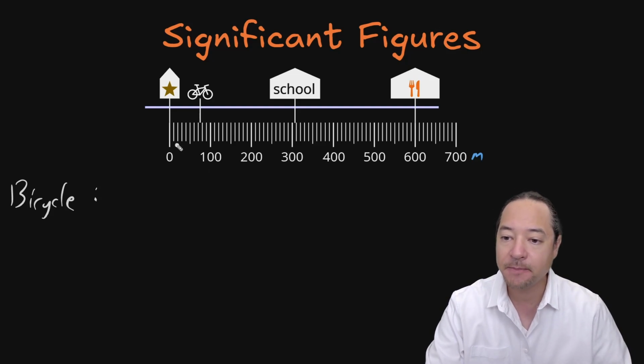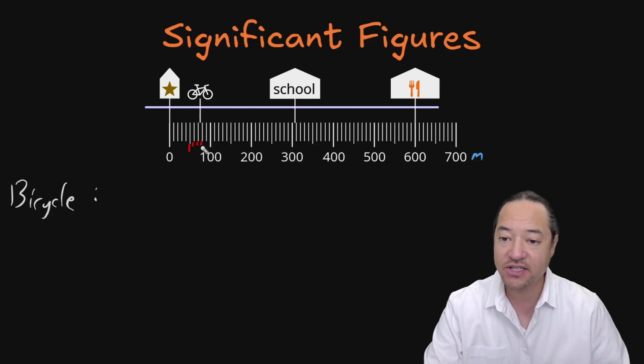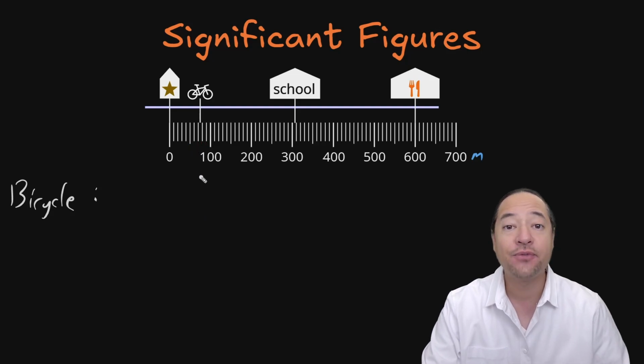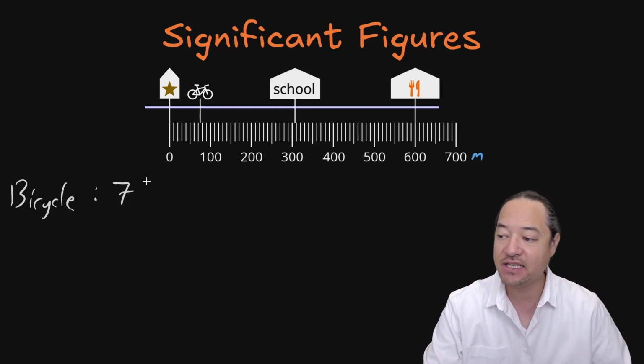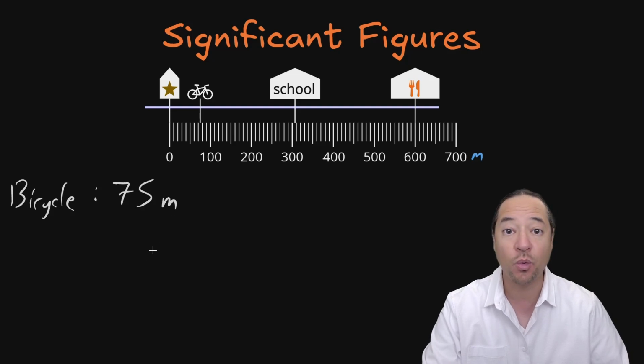Well, if you look over here, we can kind of see it's going to be around over here. This is where the bicycle is located, so that's less than 100, and we can count, here's 50, 60, 70, so it's between 70 and 80 meters. We can sort of estimate that it looks like it's about halfway between 70 and 80 meters, so we're going to say that's 75 meters away from your home.